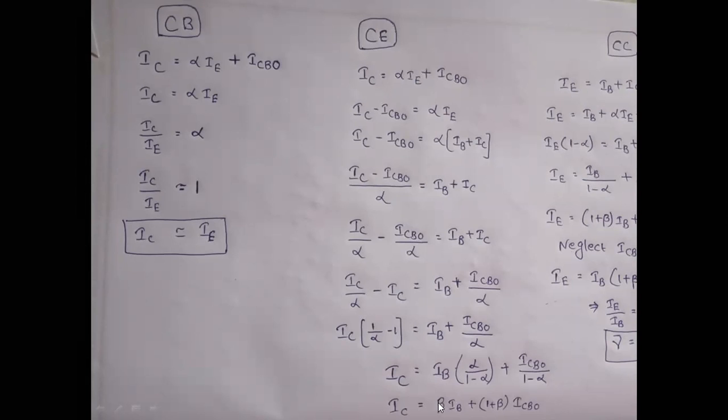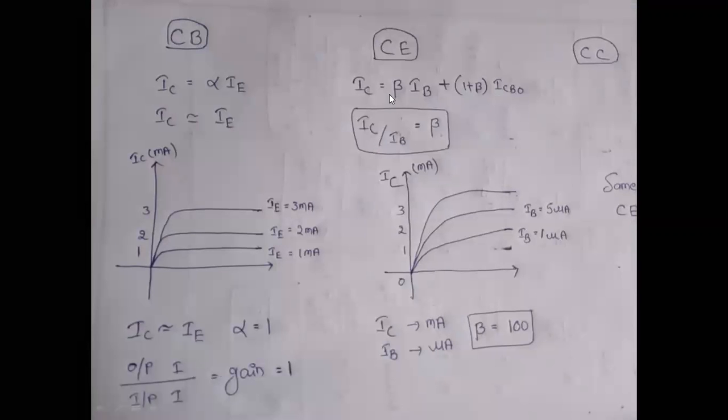IC equal to beta IB. That means output current IC depends upon the input current and it depends upon beta. IC equal to beta into IB plus (1 plus beta) into ICBO. This is the minute current. Please neglect this current, which is due to reverse bias of the output side. Now you will get IC by IB equal to beta. Beta is nothing but current gain.